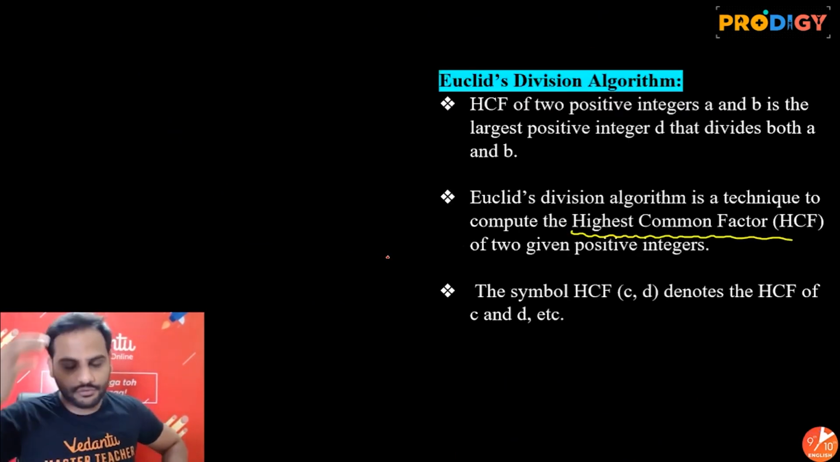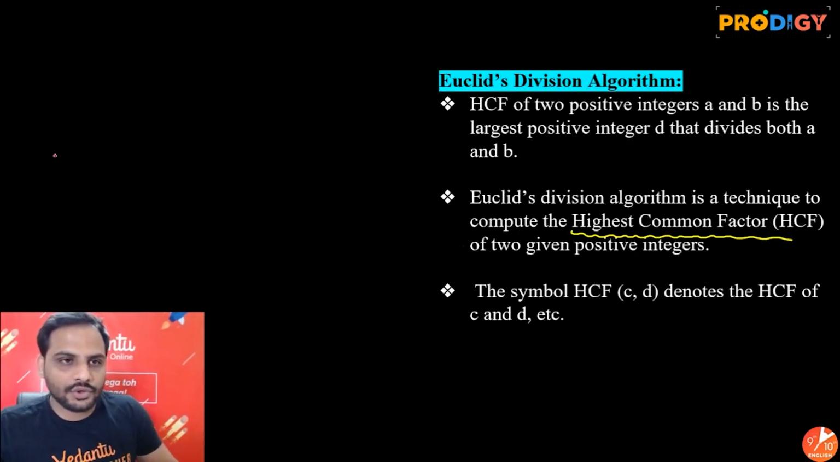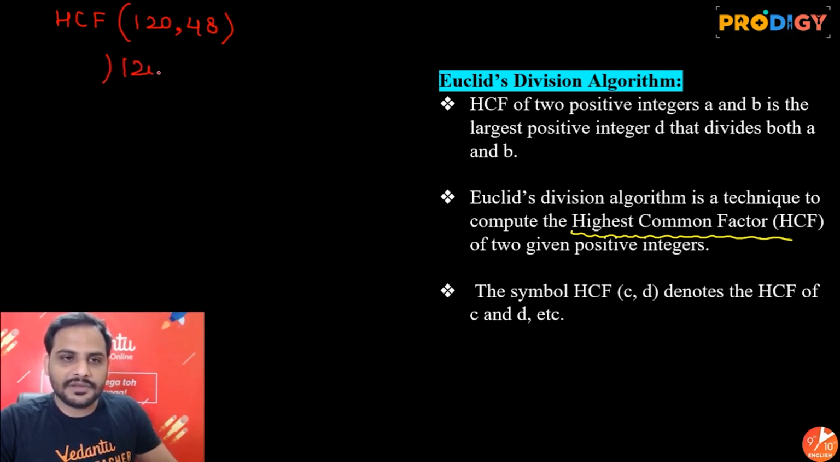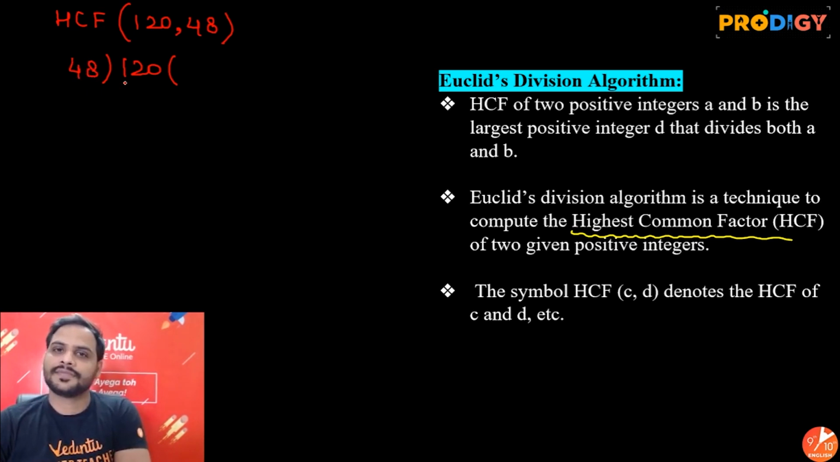Let's do one more question. Let's say this time I tell you to find out the HCF of, let's give a big number, 120 and 48. I have to find out the HCF of 120 and 48. So again, beta, as you all know, the bigger number will be the dividend or A, the smaller number will become the divisor. Now let's do the division.